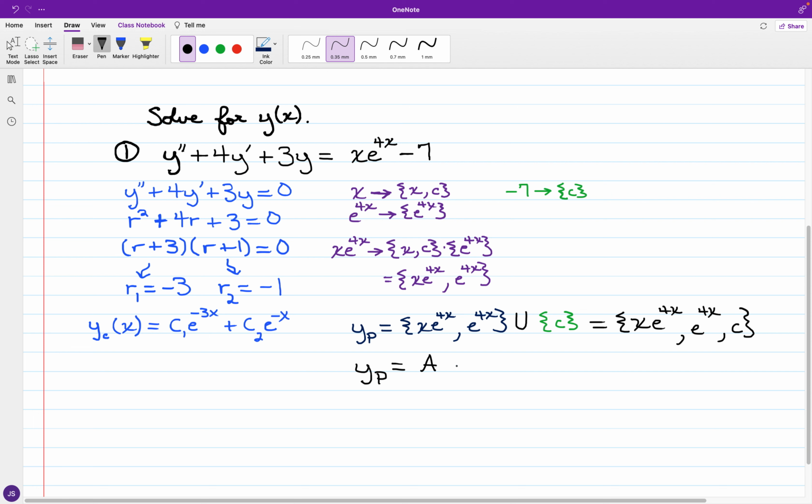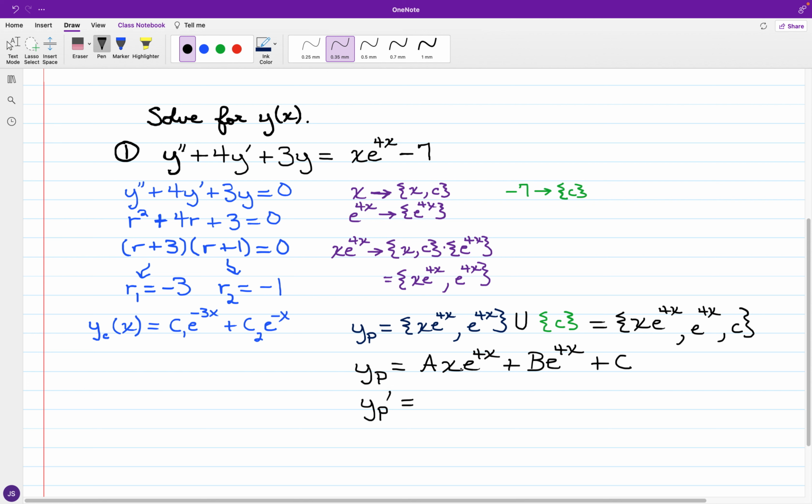We're going to have a in front of xe to the 4x, plus b times e to the 4x, plus a constant c. And now, if you notice, we have the equations going up to the second order derivative. So I'm going to take both a first order derivative and a second order derivative for y sub p.